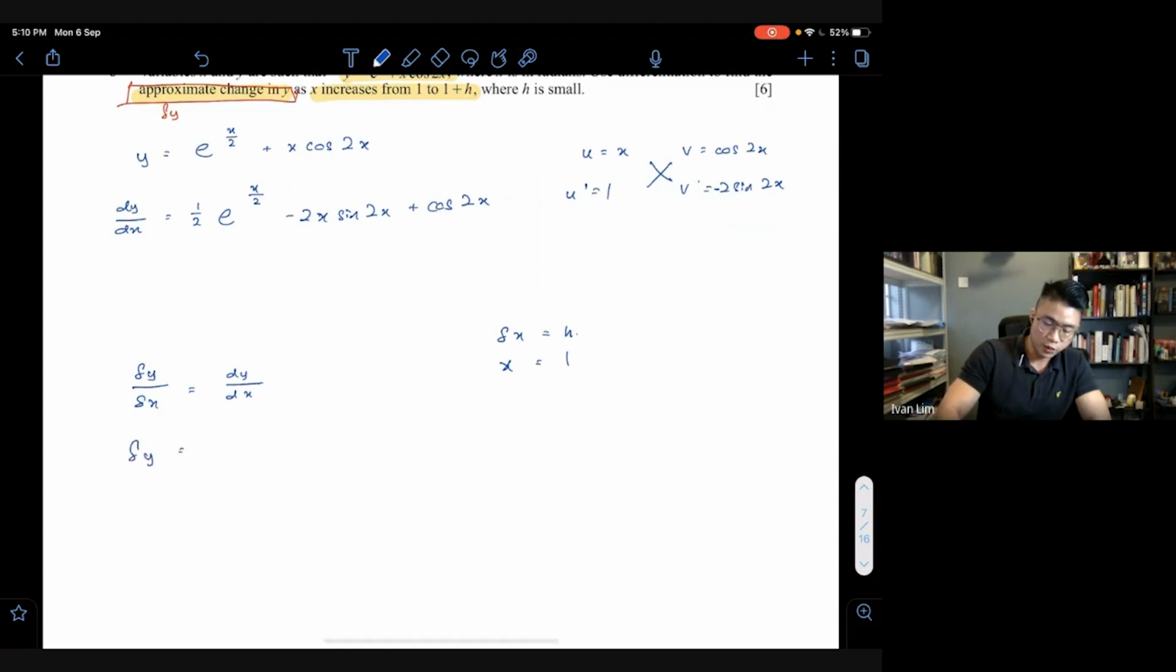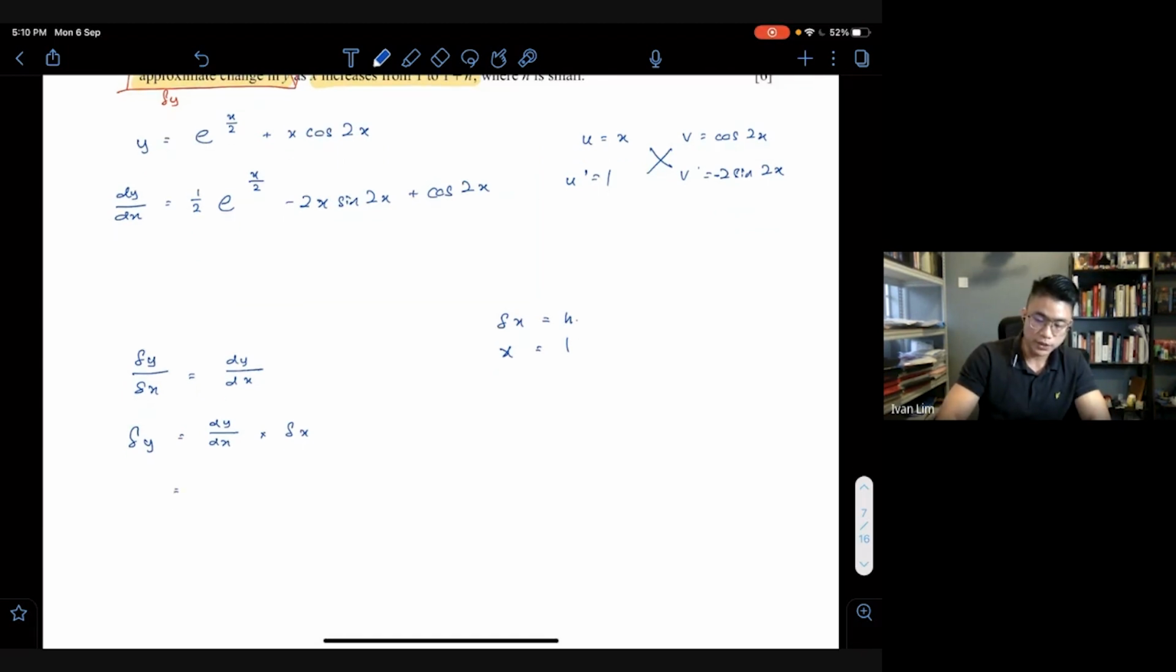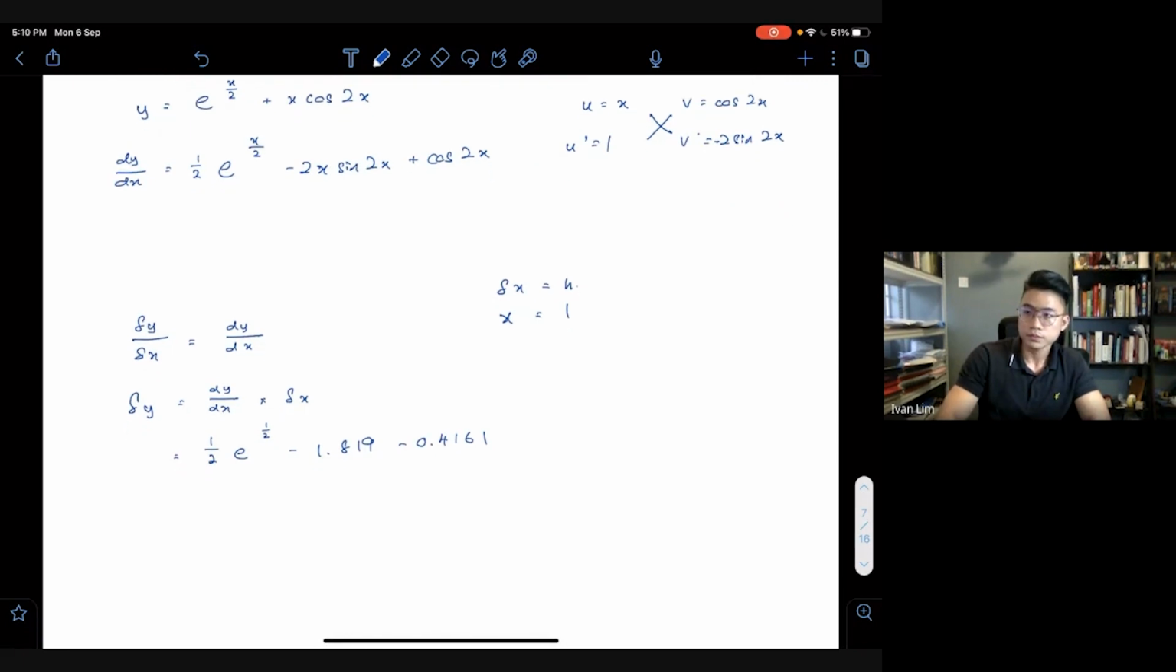So we know that delta y equals dy over dx times delta x. For dy over dx, we want to sub in x equals 1. So 1 over 2 e power 1 over 2 minus, okay, this one I just straight away type into the calculator. So 2 times 1 times sine 2, you get 1.819. Then cos 2 will be 0.4161. The final answer, you get negative 1.41.